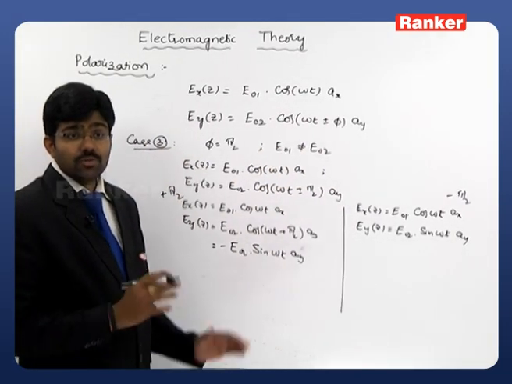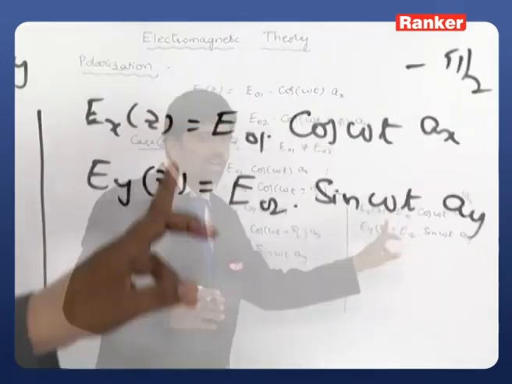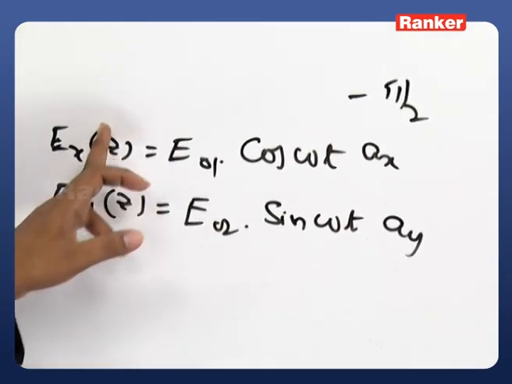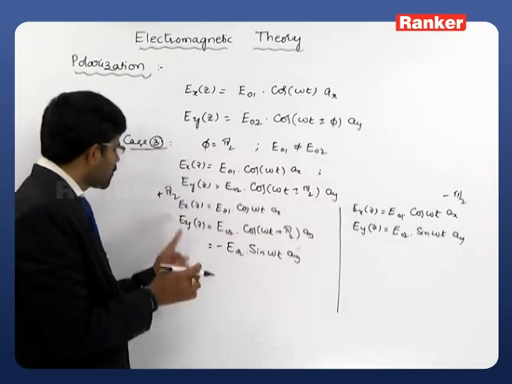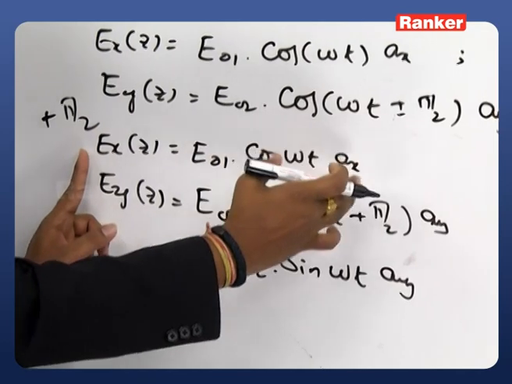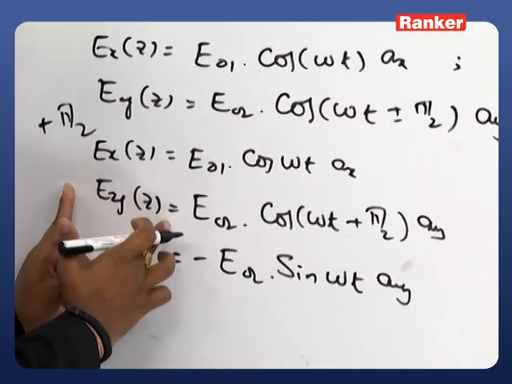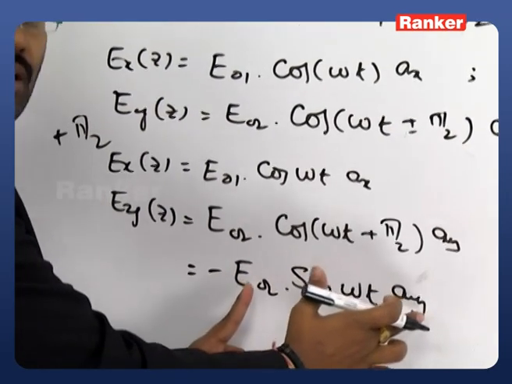Now, once again observe the resultant. The resultant is nothing but the equivalent of Ex and Ey. Here also the resultant we require, that is what we get for Ex and Ey. Just observe, Ex of z is equal to E naught 1 cos omega t. I am neglecting the vector for some time. Ey of z is equal to minus E naught 2 sin omega t Ay.